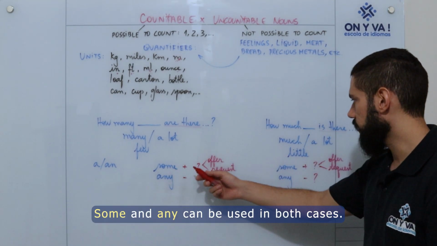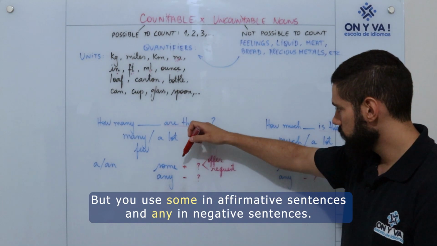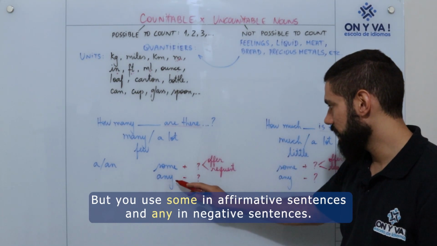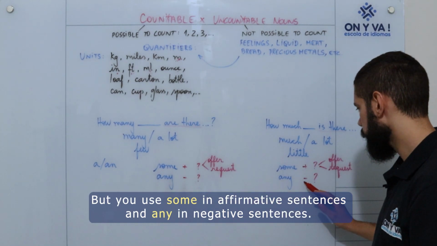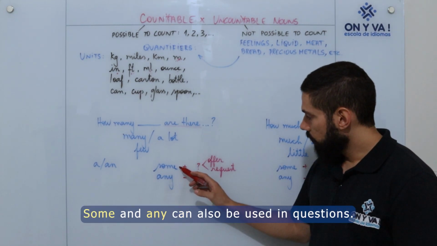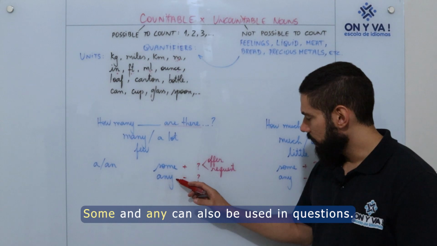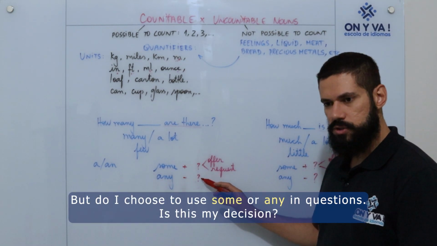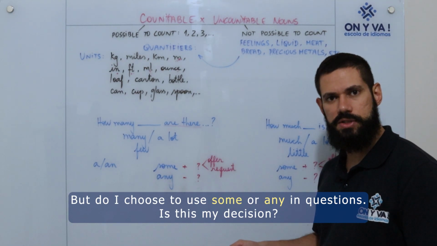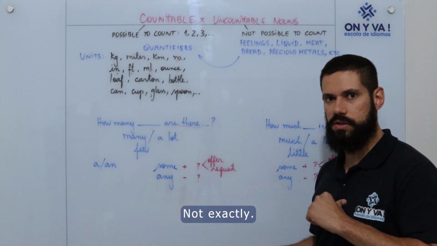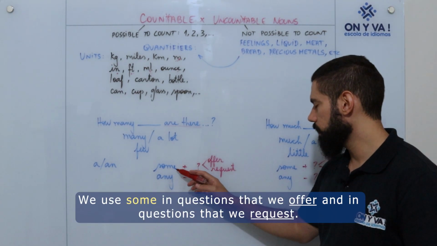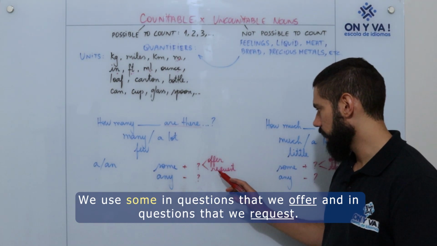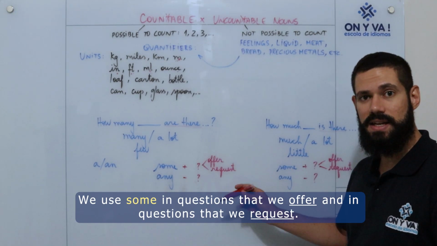You can use some in both cases, but you use some in affirmative sentences and any in negative sentences, but they can also be used, some and any, in questions. But I choose if I use some or any in questions. This is my decision. Not exactly. You use some in questions that you offer and some in questions that you request.